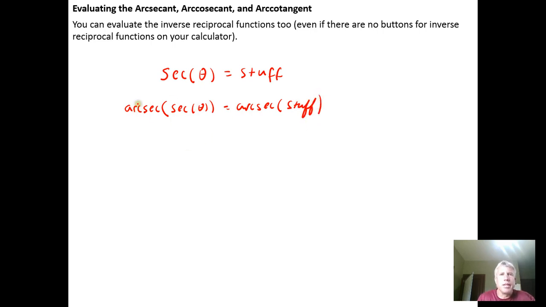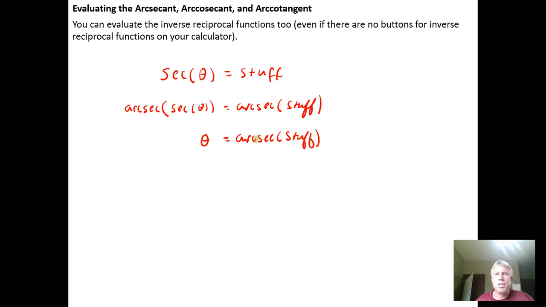And this will output theta. The arc secant, you input a side ratio, it outputs the angle theta as long as the angle is in the range of the inverse function, the arc secant. So you get theta equals the arc secant of stuff.